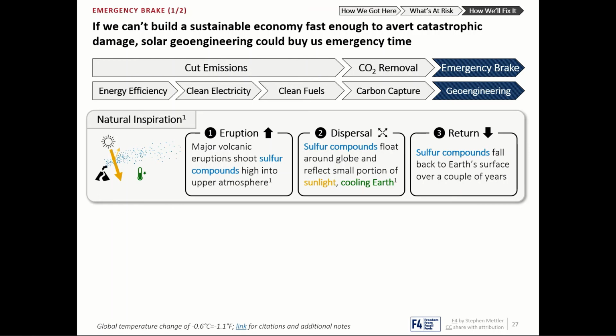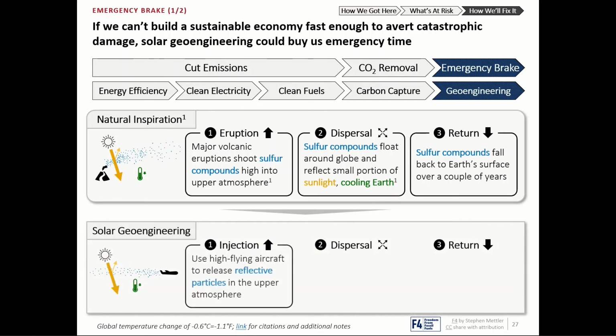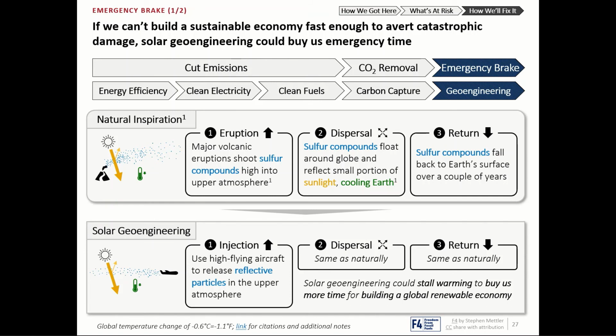Now, the inspiration for geoengineering is that major volcanic eruptions that shoot sulfur compounds high into the upper atmosphere actually cool the Earth for a little bit because those sulfur compounds reflect sunlight away from the planet. And we could artificially duplicate that using high-flying aircraft releasing reflective particles. So this would be a way to stall. It wouldn't reverse, but it could stall warming to buy us more time for building a global renewable economy that addresses the core challenge.